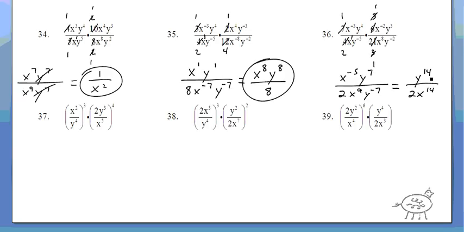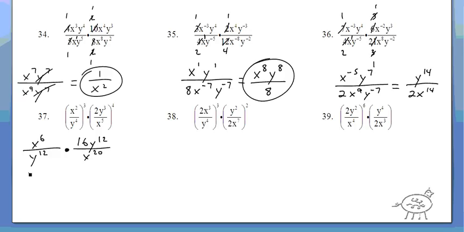Not too bad. Okay, now we have to actually do the exponents first, and then we multiply straight across. So that's going to be x to the 6th over y to the 12th. Remember, you multiply those exponents times 2 to the 4th power. So make sure everything gets raised to the 4th power. 2 to the 4th power is 16. y to the 12th over x to the 20th.